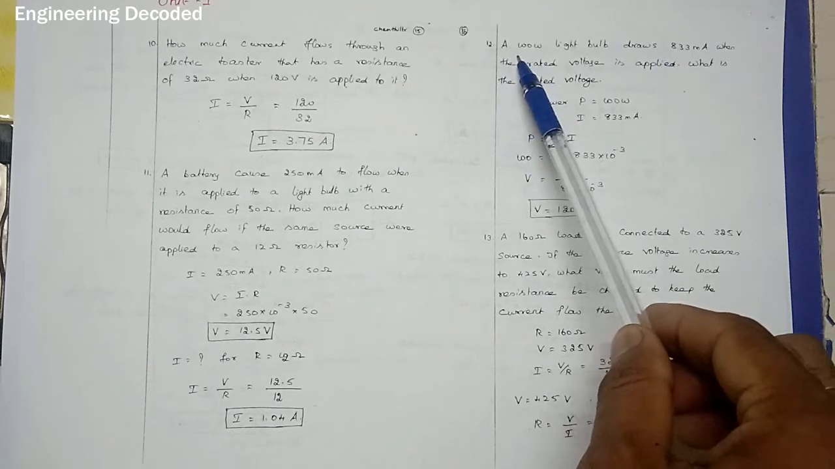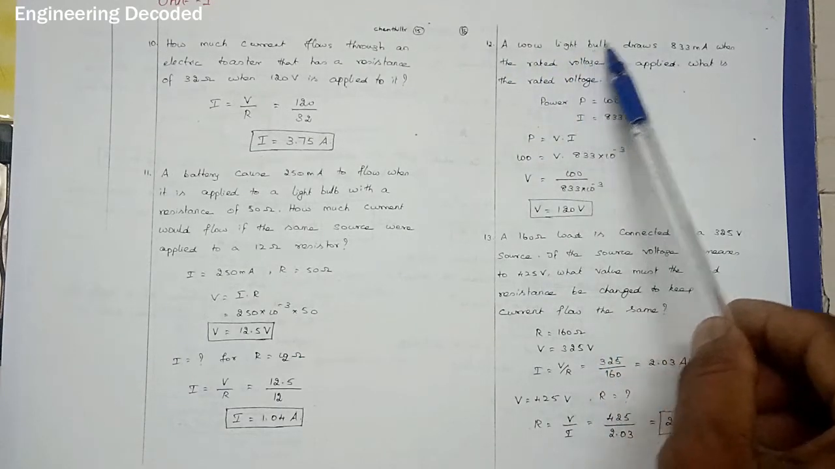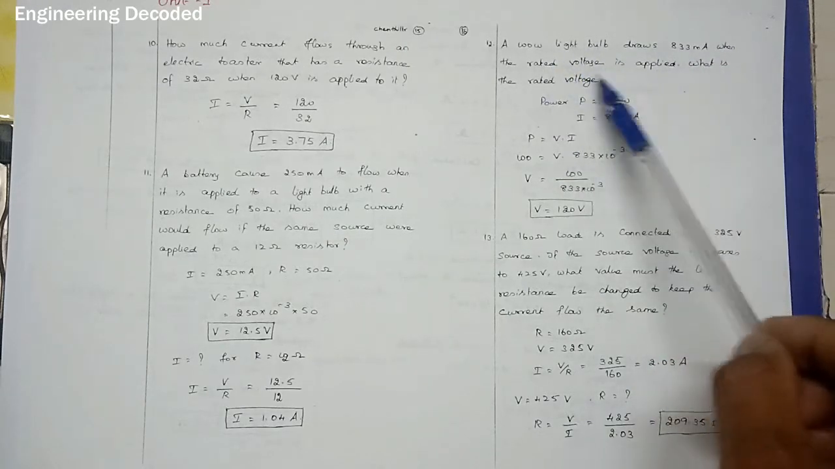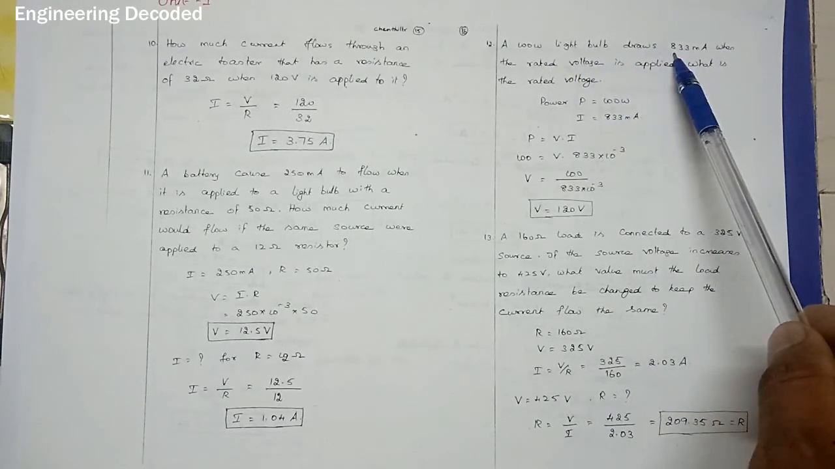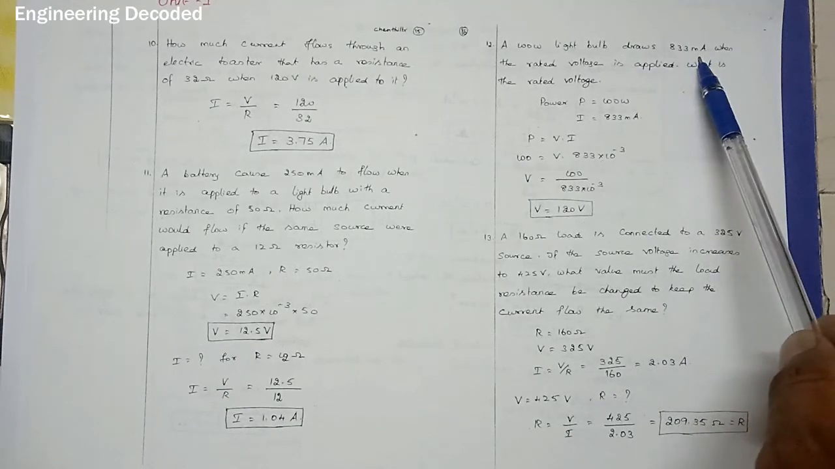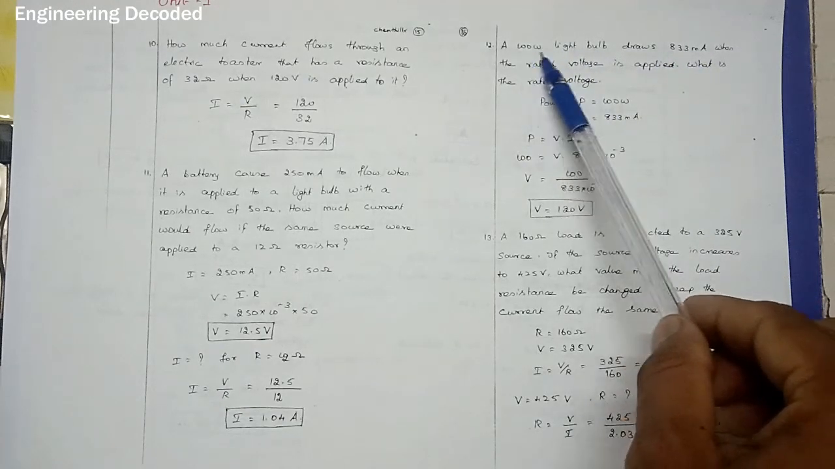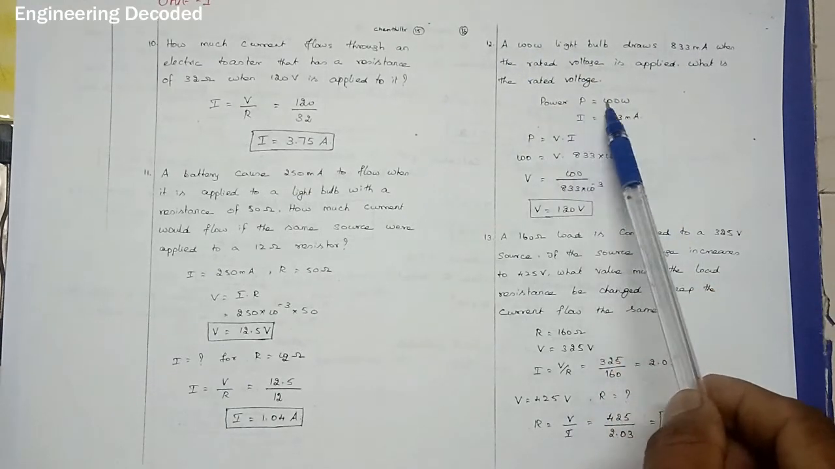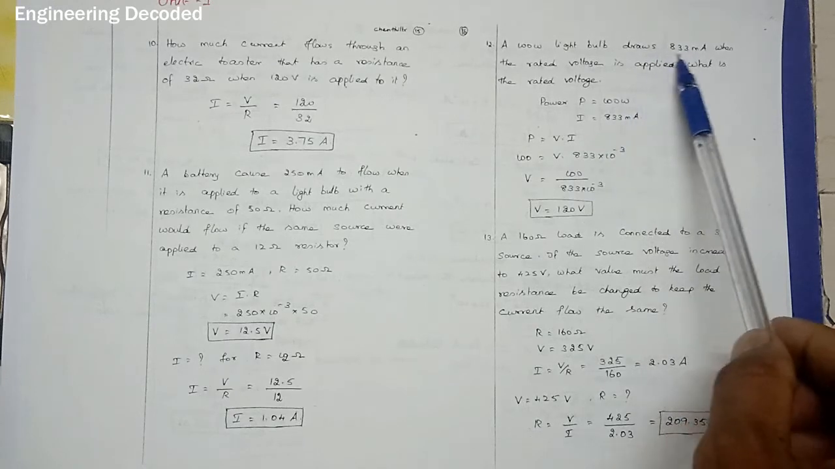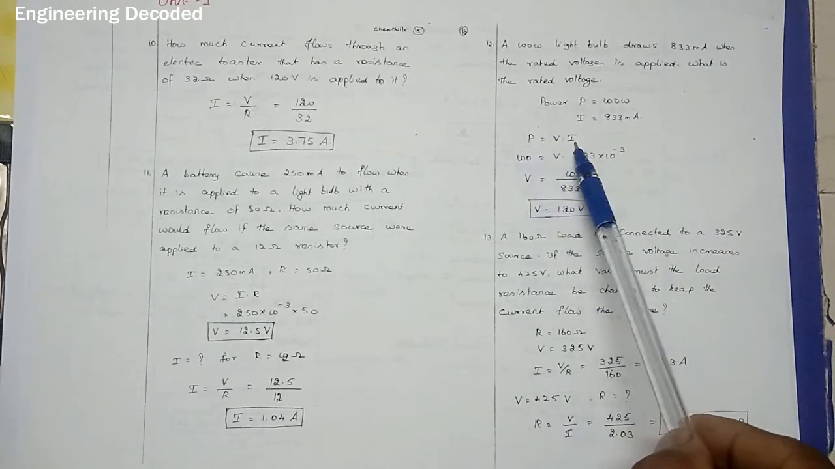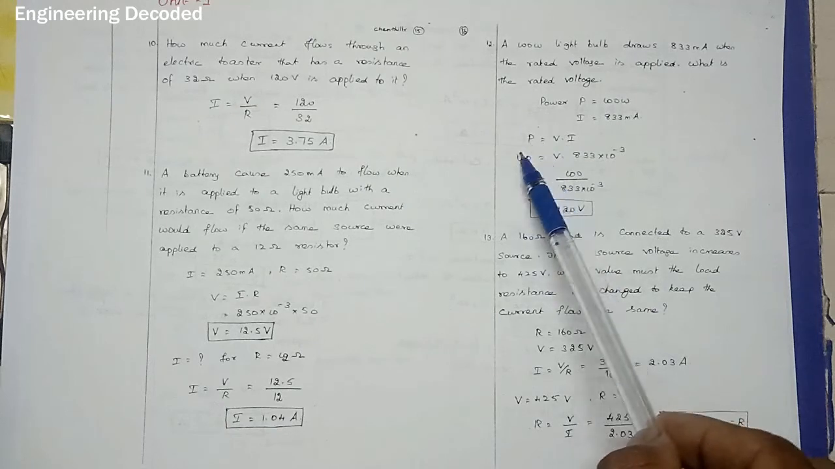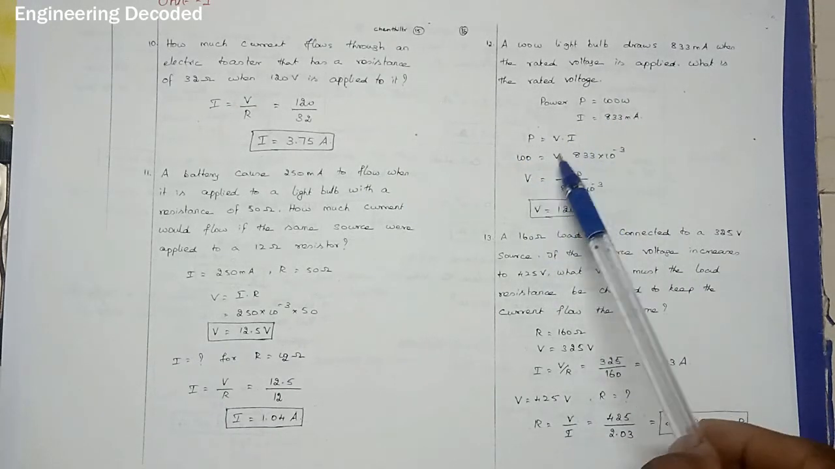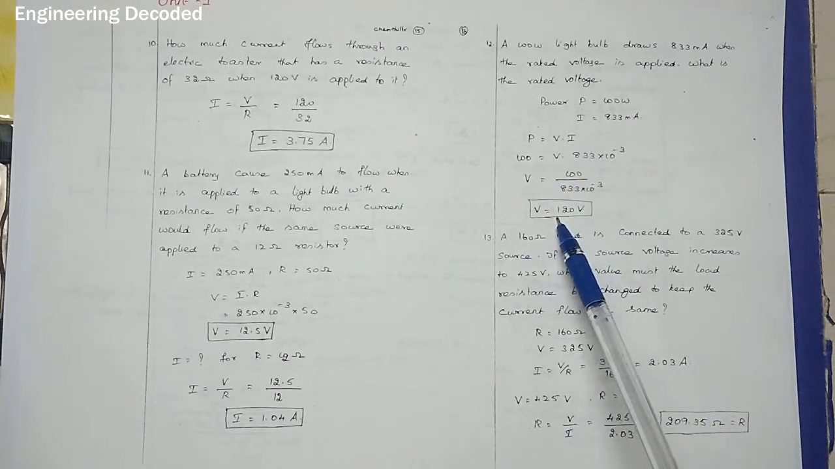Check this. A 100 watt light bulb draws 833 milliamps when the rated voltage is applied. What is the rated voltage? So 833 milliamps current is given, and 100 watt. Watt means power. Power is V into I. So power is 100 watt, I is 833 milliamps. We know power is V into I. So power is given, voltage is unknown, current is given. Substitute, simplify it, and you will get the voltage.